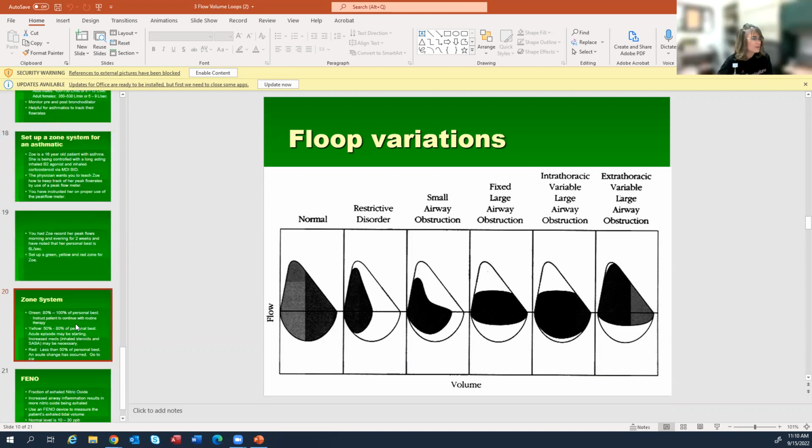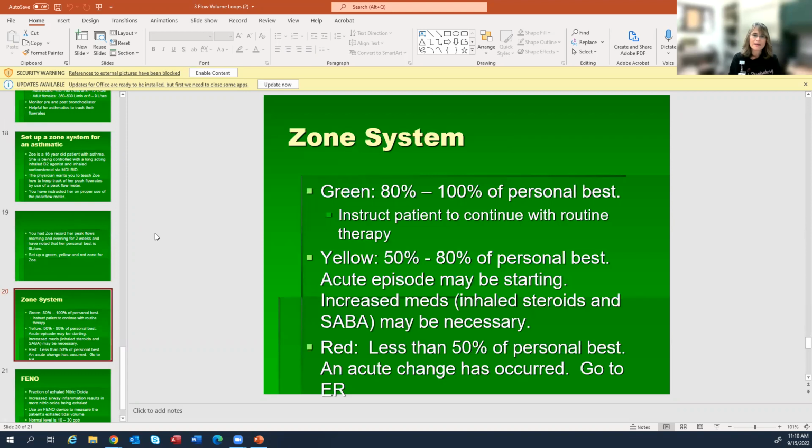Okay, and then what about setting up a zone system for an asthmatic? What I do is remember that less than 50%, they need to go to the ER. And then between 50 and 80%, they may have to contact their practitioner to increase the amount of medications they're taking. Sometimes they'll add steroids if they're between 50 and 80% of their personal best.